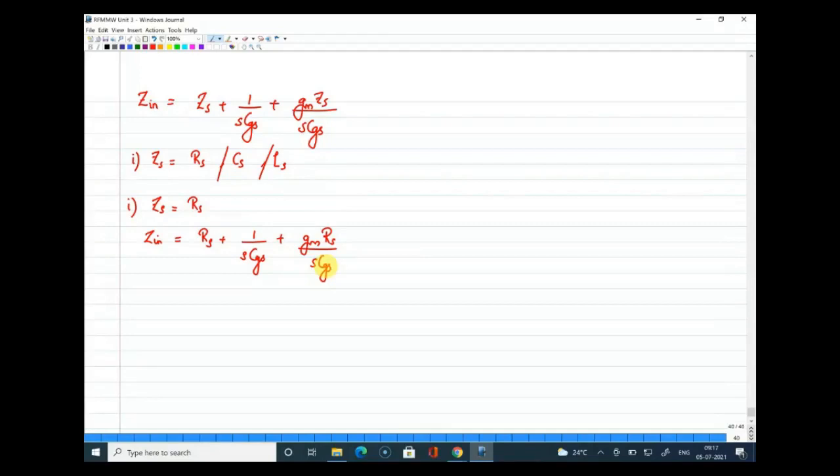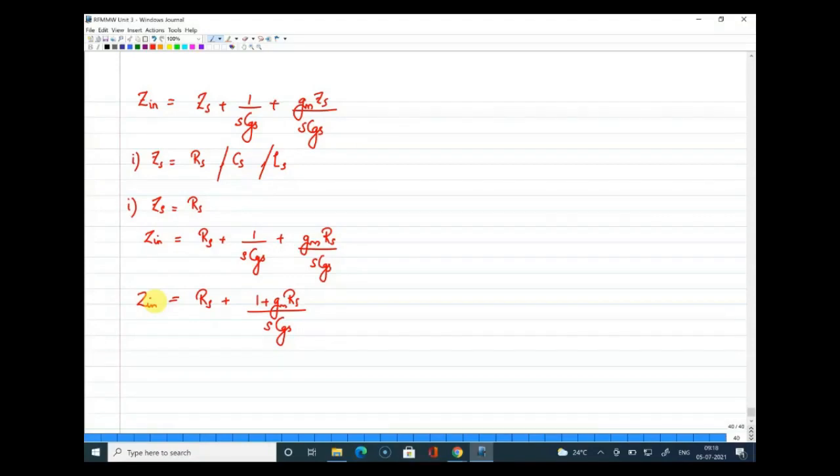Now, if I rearrange this in a better way, because the second and third terms have the same denominator, I can write this as 1 plus GMRS divided by S into CGS. This is the input impedance, RS plus (1 plus GMRS) by S into CGS, right? So if I look at this, RS is the resistance we added, and the second term is some kind of a capacitive reactance, right?